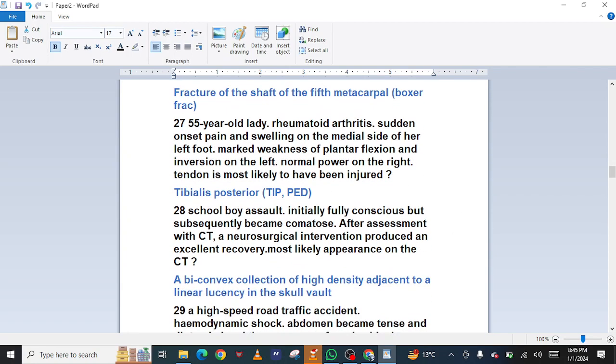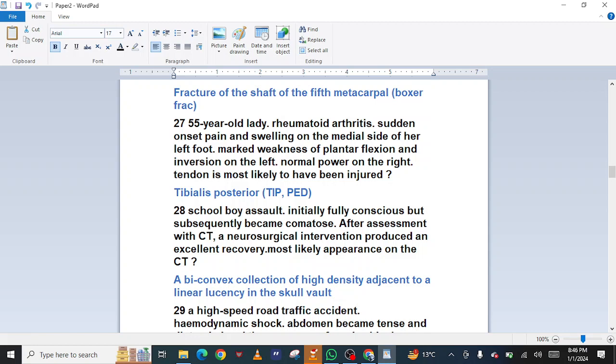27. 55-year-old lady, rheumatoid arthritis. Sudden onset pain and swelling on the medial side of her left foot. Marked weakness of plantar flexion and inversion on the left. Normal power on the right. Tendon most likely to have been injured: tibialis posterior. 28. Schoolboy, assault. Initially fully conscious but subsequently became comatose after assessment with CT.